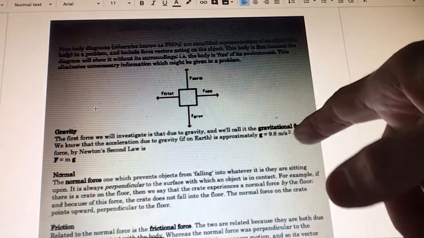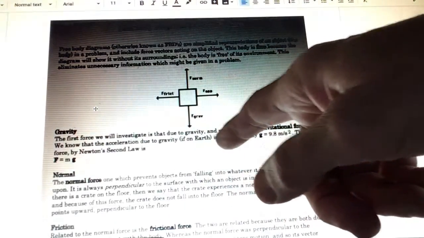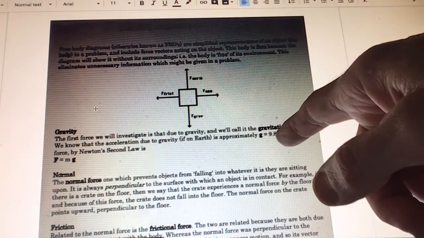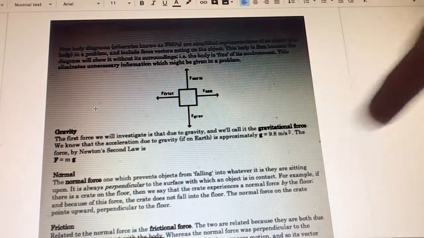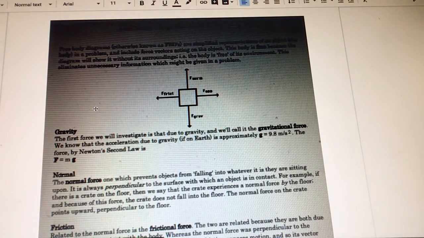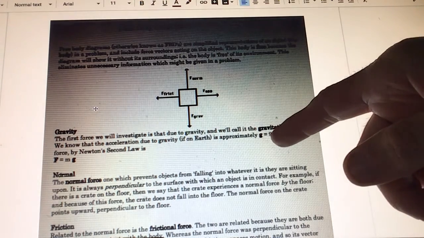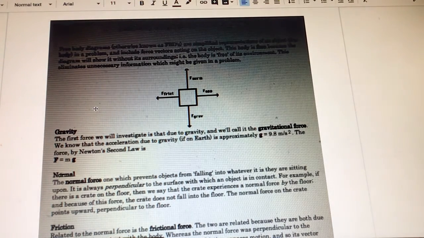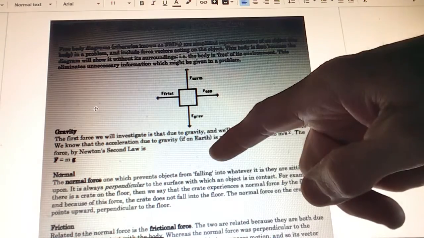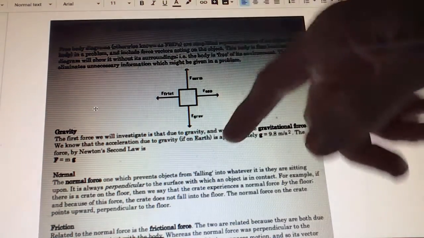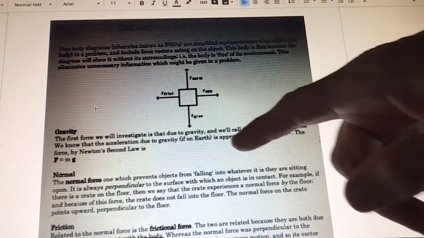We'll call it the gravitational force. We know the acceleration due to gravity is approximately 9.8 meters per second squared. We're going to be using that number in the next section next week. That's how much gravitational pull accelerates a body close to Earth, at 9.8 meters per second per second. All I have to worry about right now is F-grav.